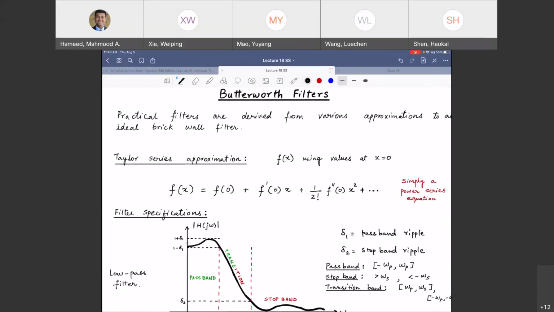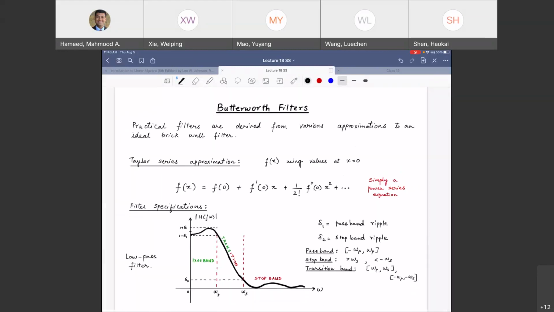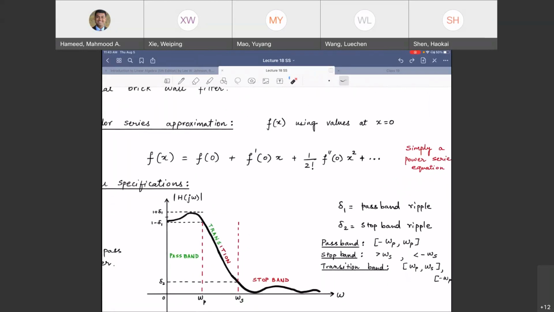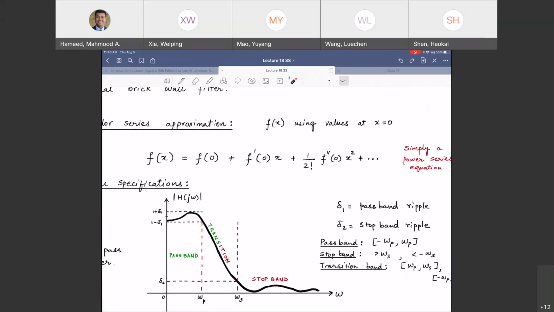Let's see. So Butterworth filters are going to allow us to get that practical version of those ideal filters. Practical filters that can be derived using various approximations to an ideal brick wall filter. For the derivation of the Butterworth filter, the Taylor series expansion is going to be something that we'll use a lot, right? So we are going to leverage the Taylor series approximation.